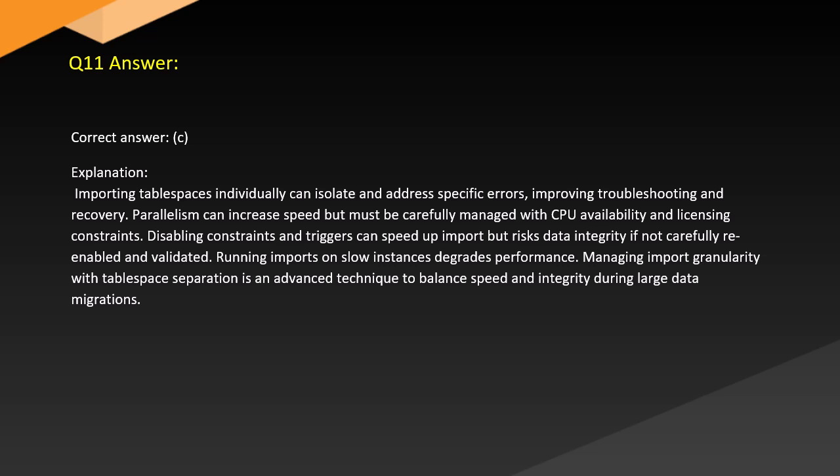Answer. Correct answer, C. Explanation. Importing tablespaces individually can isolate and address specific errors, improving troubleshooting and recovery. Parallelism can increase speed but must be carefully managed with ECPU availability and licensing constraints. Disabling constraints and triggers can speed up import but risks data integrity if not carefully re-enabled and validated. Running imports on slow instances degrades performance. Managing import granularity with tablespace separation is an advanced technique to balance speed and integrity during large data migrations.